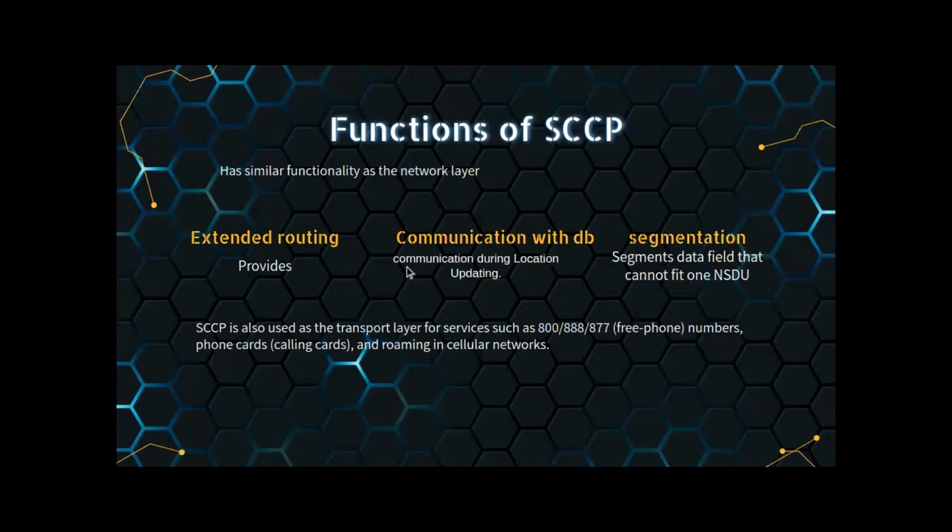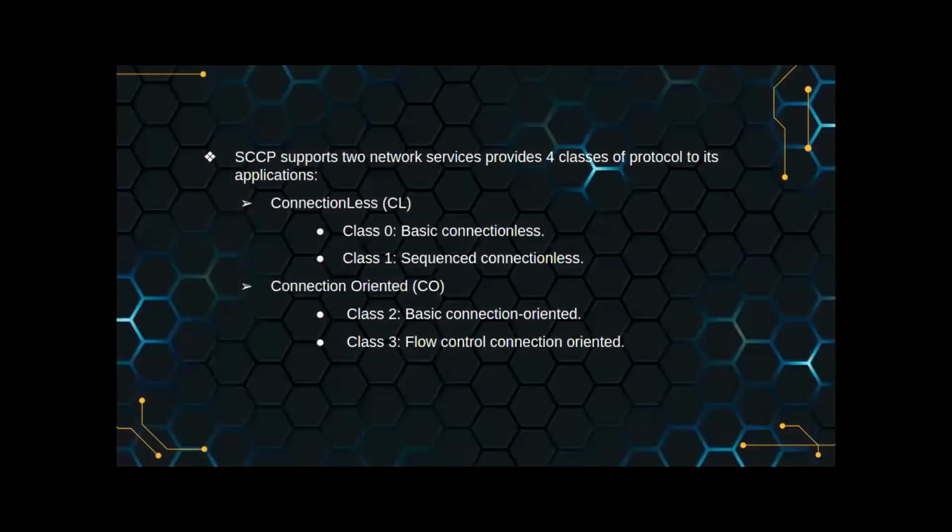Most of the time, SCCP is also used as a transport layer for services such as emergency services, which provide free phones. They're also used for phone cards and roaming in cellular networks. SCCP also supports two network services and provides 4 classes to its applications. The first one is connectionless, which has 2 classes, that is class 0 and class 1. The second is connection oriented, which is basic connection, class 2 and class 3.